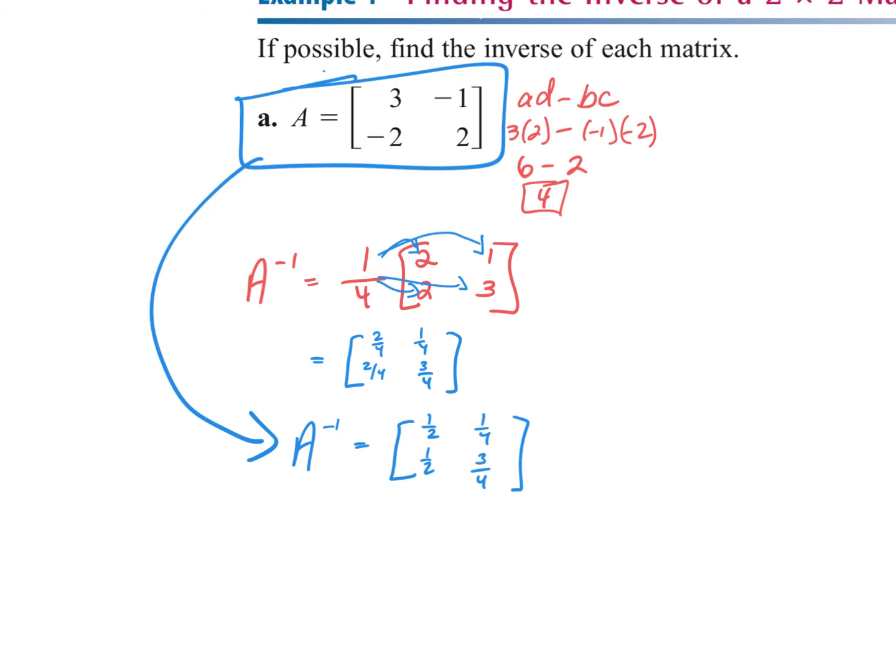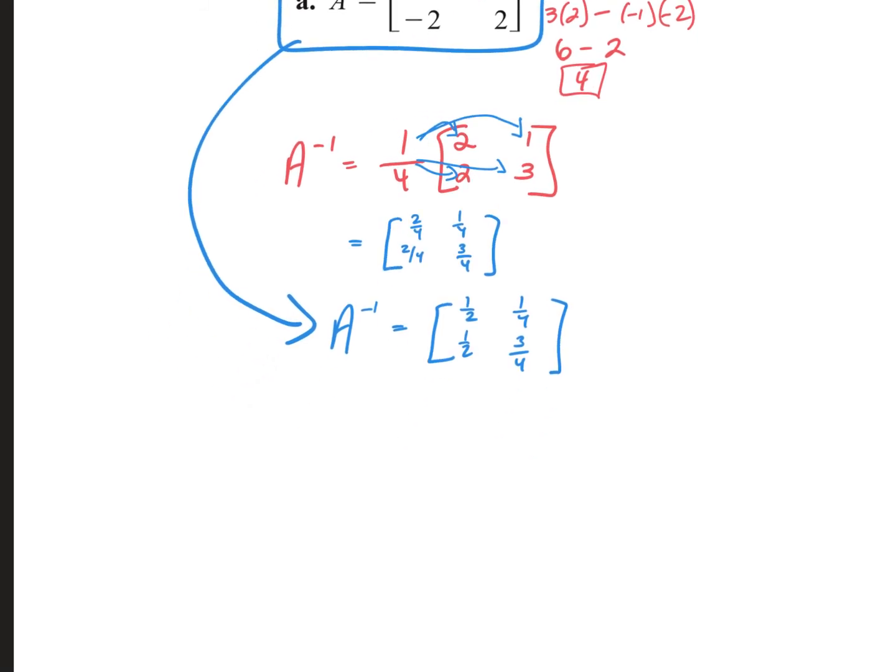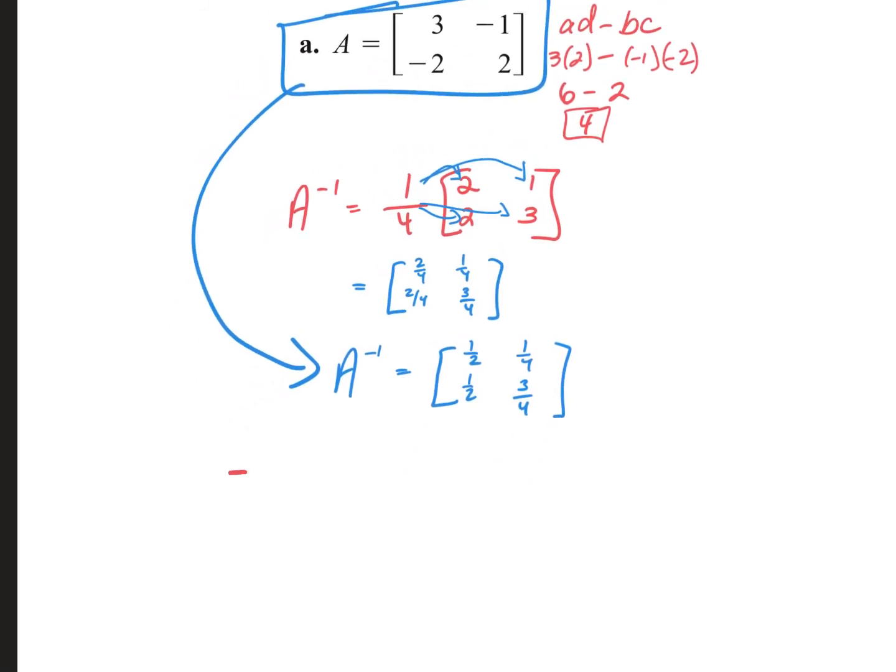Now, looking at your original and then your inverse, do those visually look like they're inverses of each other? No. But can you go back and prove, yes, that they are? Yes, you could multiply. We can do this real quick. We can multiply 3, negative 2, negative 1 and 2, and we'll multiply it by 1/2, 1/2, 1/4, 3/4.